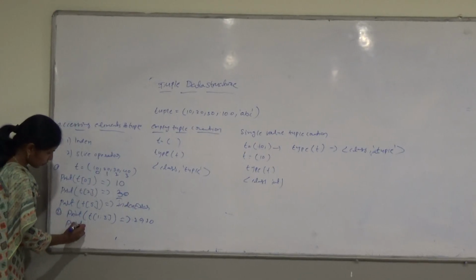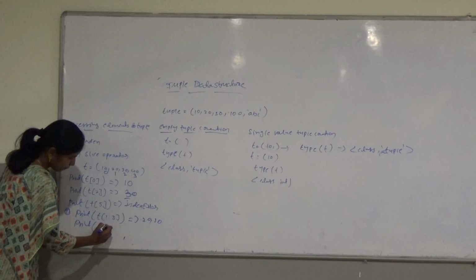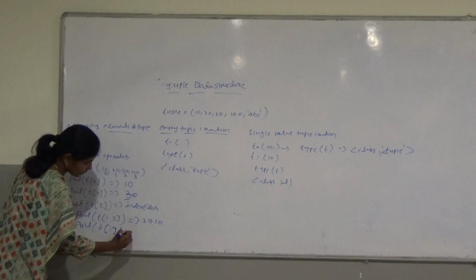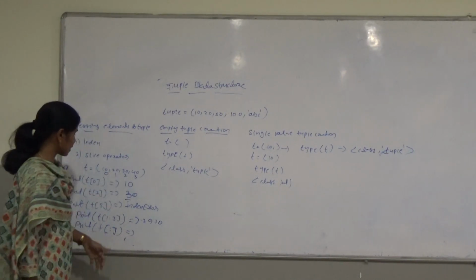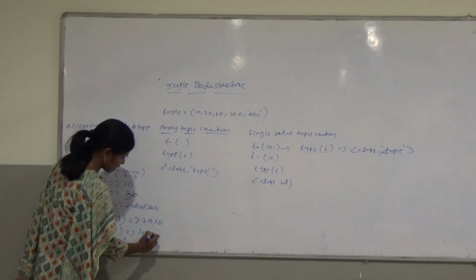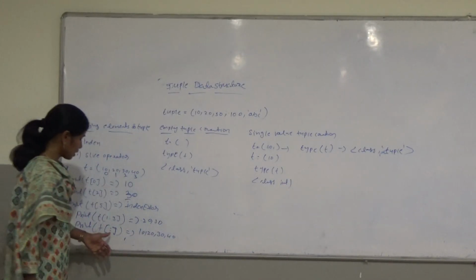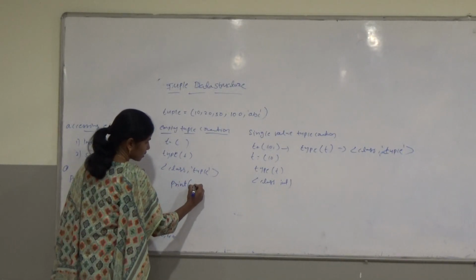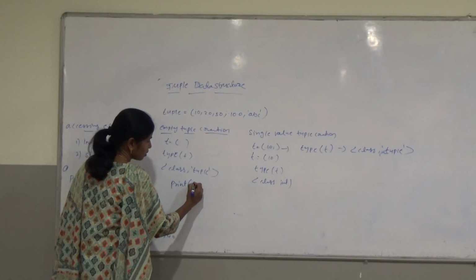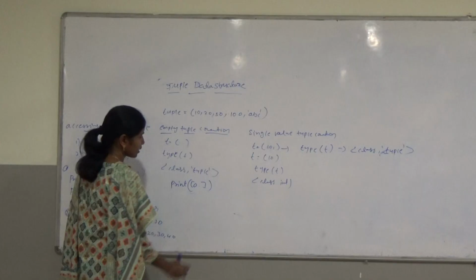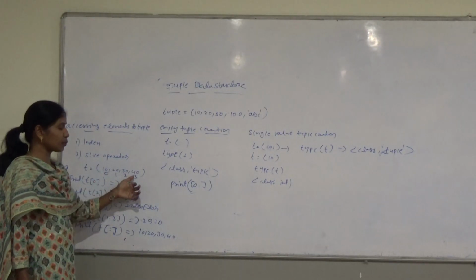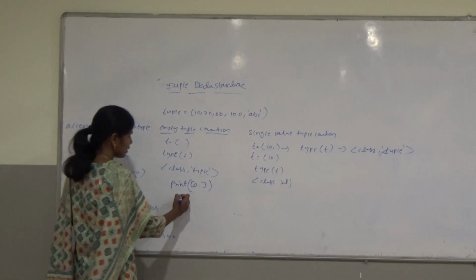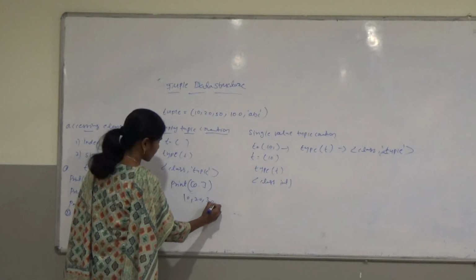For example, print(t[:]). Only the slice operator means all the elements in the tuple object will be considered: 10, 20, 30, 40. For example, print(t[0:]), starting with 0 and ending empty. It is considered as starting from index 0 up to however many elements are there in the tuple object. The output is 10, 20, 30, 40.